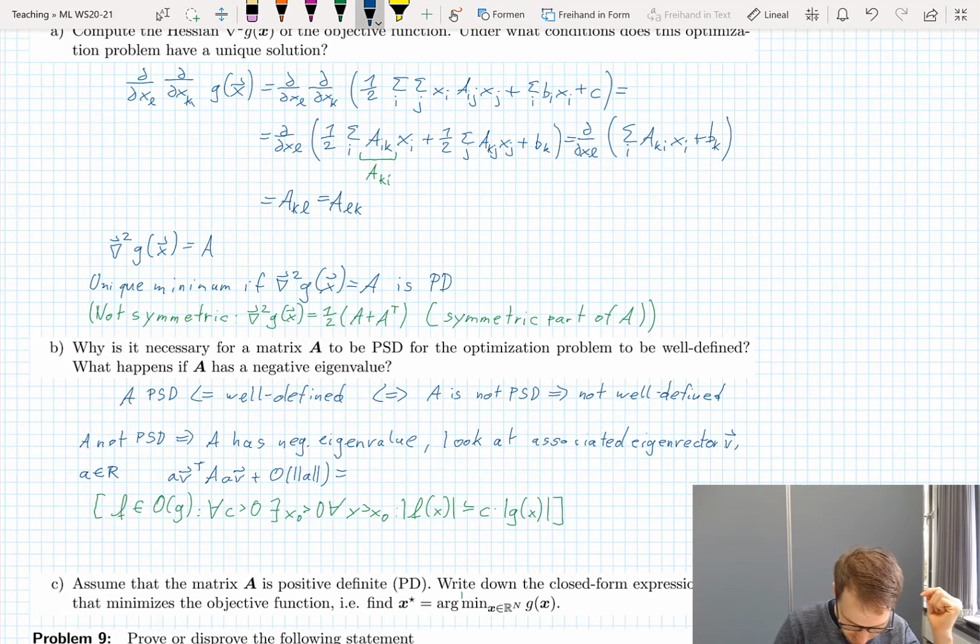So here we can say, okay, we have alpha squared, A times v, where v is the eigenvector, so that becomes the eigenvalue. So that's v transposed v, let's actually put the lambda in between here, lambda v, plus again some terms that are not as important. So now if you look at this, it's alpha squared lambda and then the norm.